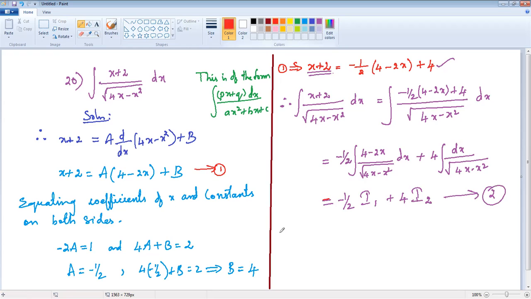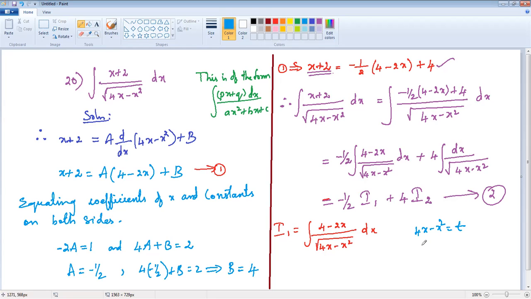Now let us take up I1. Okay, so integral 1 is equal to the integral of (4 minus 2x) by square root of 4x minus x square into dx. Now you have to find the value for it. You substitute 4x minus x square equal to t.